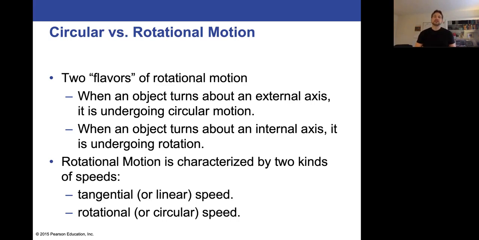So for now, if it turns about an external axis, we can call it circular motion. If it turns about an axis that's internal to its own shape, its own size, then yes, it is circular motion, but let's just call it rotation. Rotation about an axis. As we've already seen, rotational motion, whether it's circular or not, is characterized by two kinds of speed. Tangential, which is linear, that's the speedometer, and rotational, or circular speed, which is how many circles per time. How much circle per time.